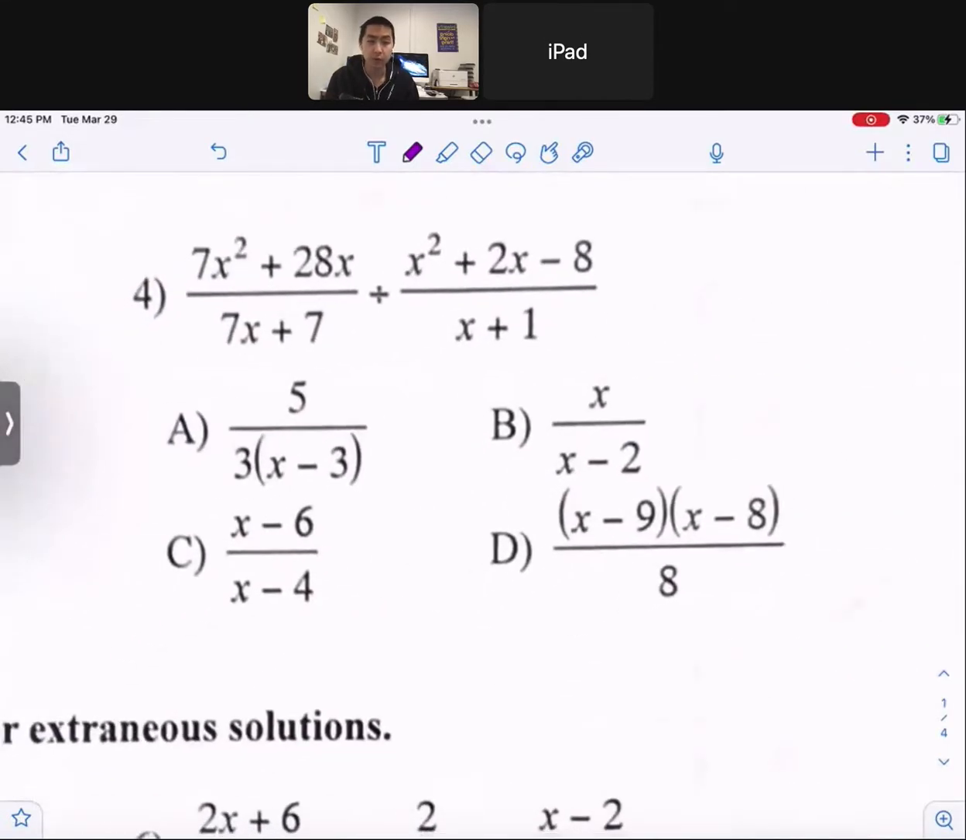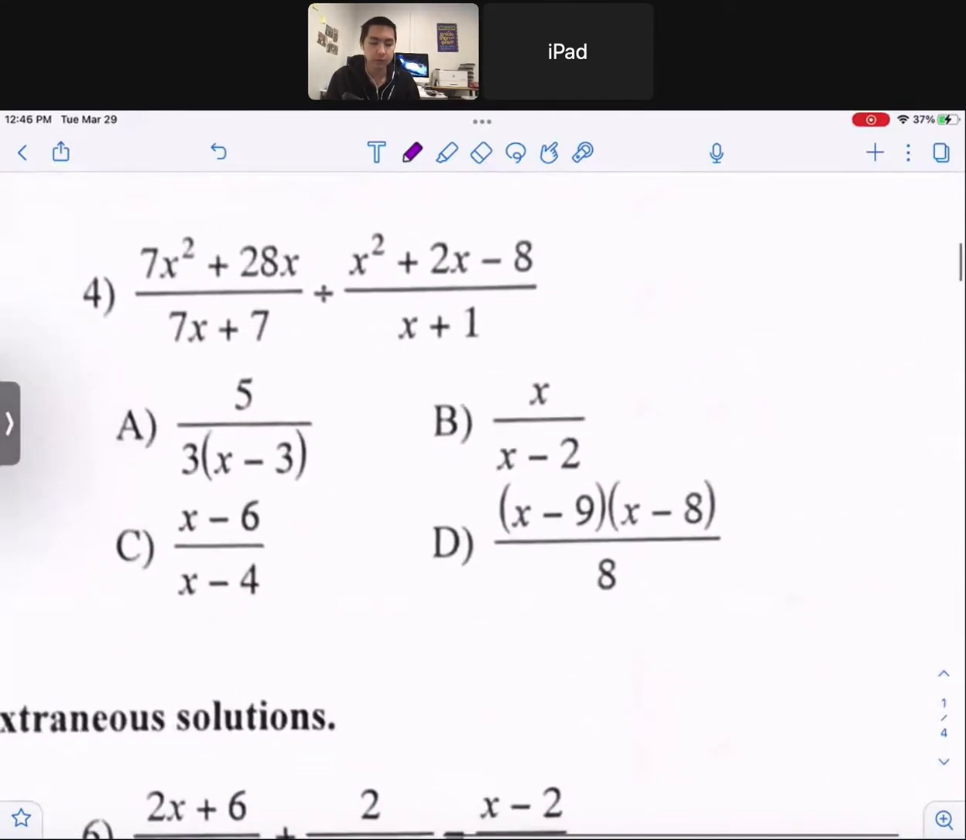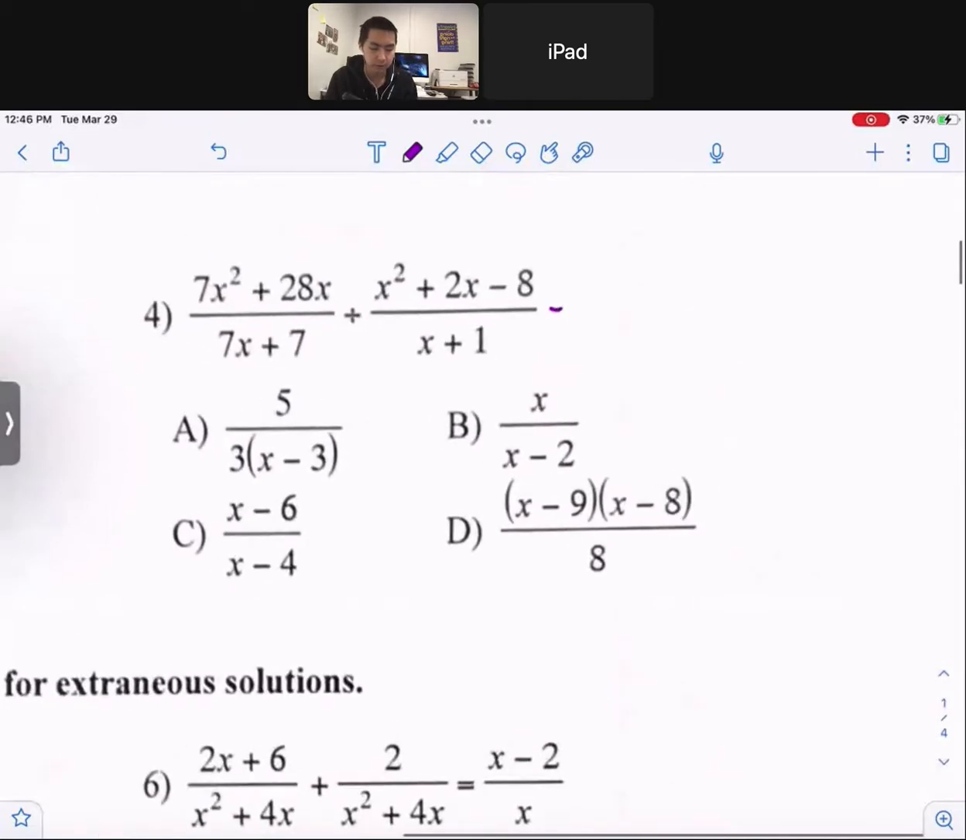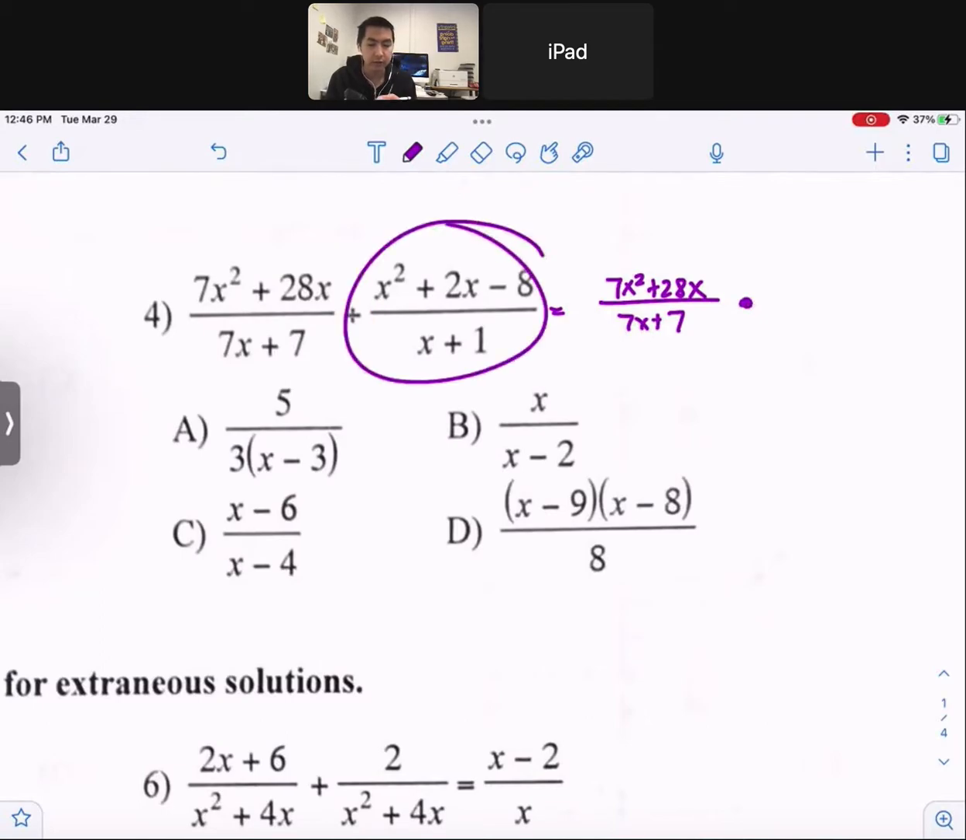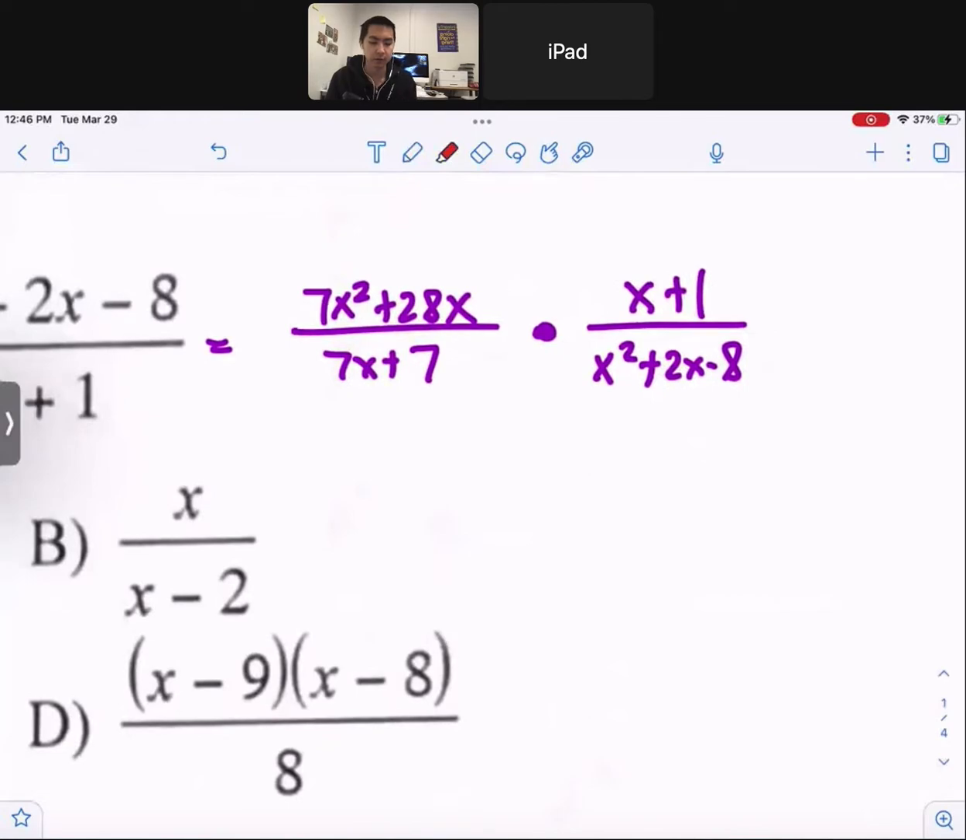Okay, so 4. So for you guys, now we do have to flip this over. So I'm going to rewrite all of this stuff. Times now, going to change division to be multiplication, and you guys take the reciprocal of this. So x plus 1 all over x squared plus 2x minus 8. And now it's time to factor.